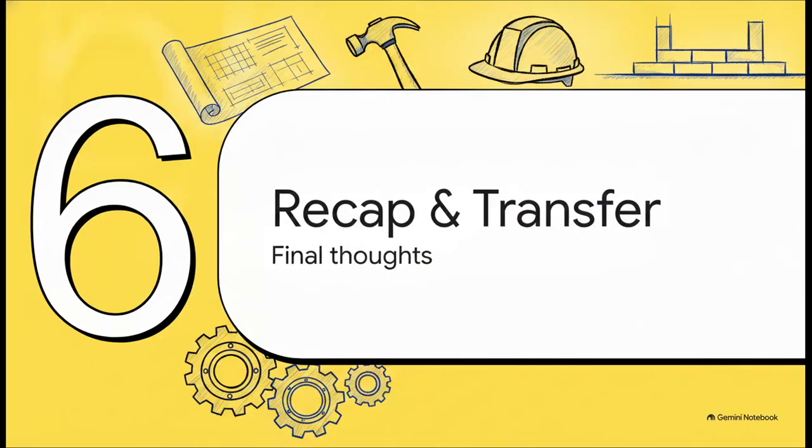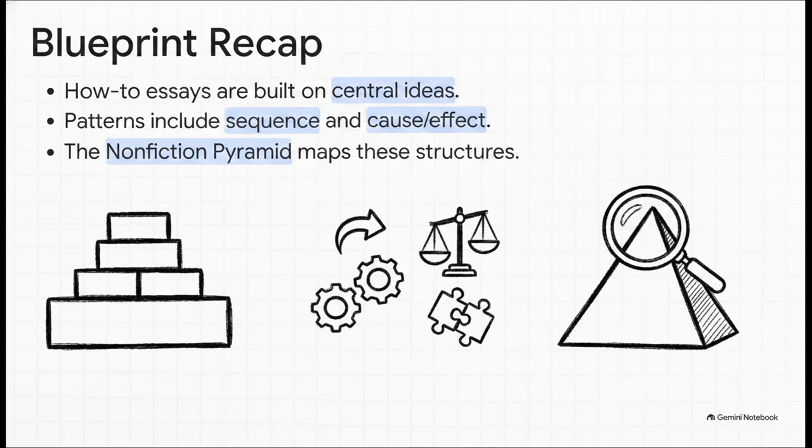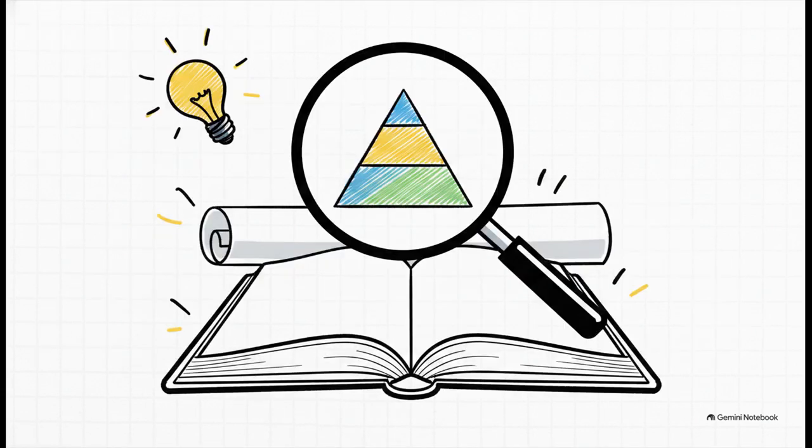Section 6, Recap and Transfer Prompt. Let's solidify this blueprint before you head out to the construction site on your own. Keep these 3 crucial things in mind. First, a how-to essay is built upon a central idea that's supported by specific, detailed building blocks. Second, authors use structures like sequence, cause and effect, compare and contrast, and problem and solution, often weaving multiple patterns into a single paragraph while one dominates. And finally, the nonfiction pyramid is a super reliable blueprint to map out these ideas and structures using textual evidence and signal words.